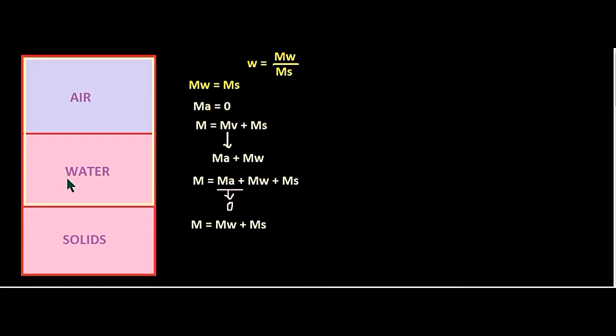But as I said earlier, here in the blue color representation, air is also present, just the mass is neglected. If mass of water is equal to mass of solids, that never indicates whether the total voids are filled with water or air or completely water. So if it is filled with partially air and partially water, such types of soils are called partially saturated soils.